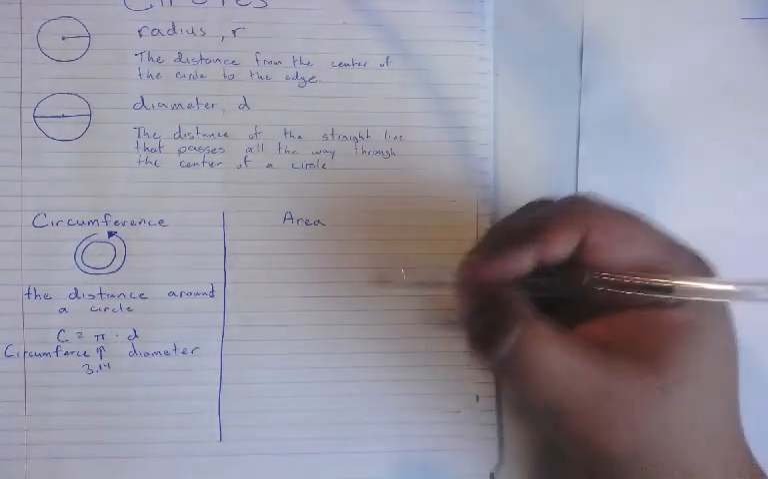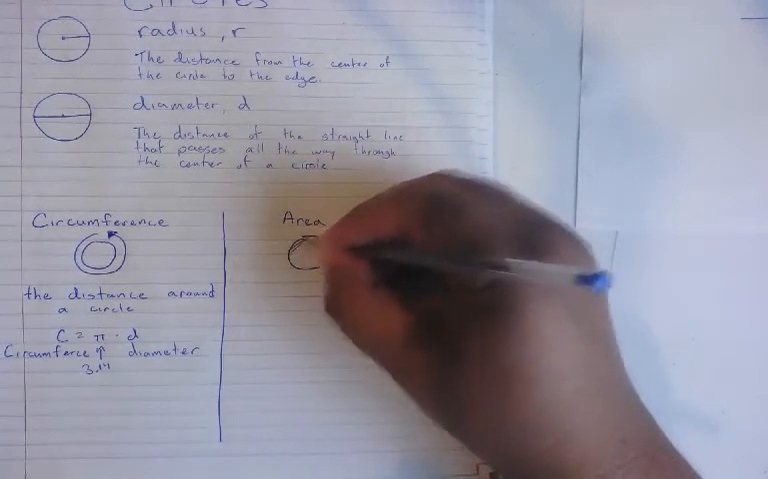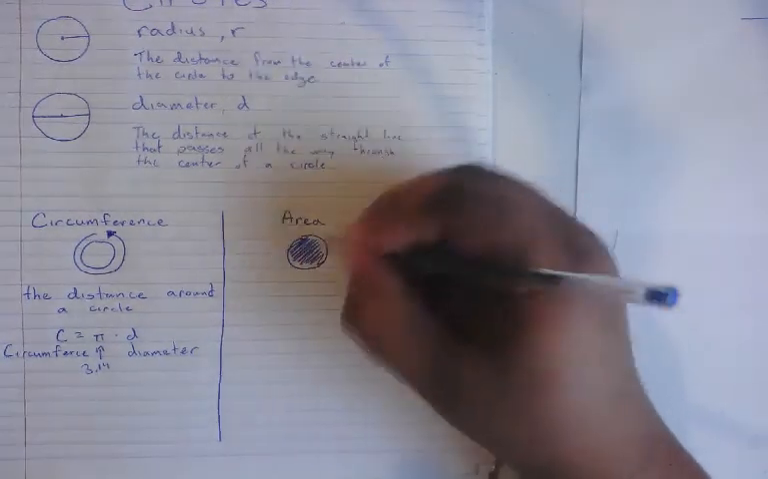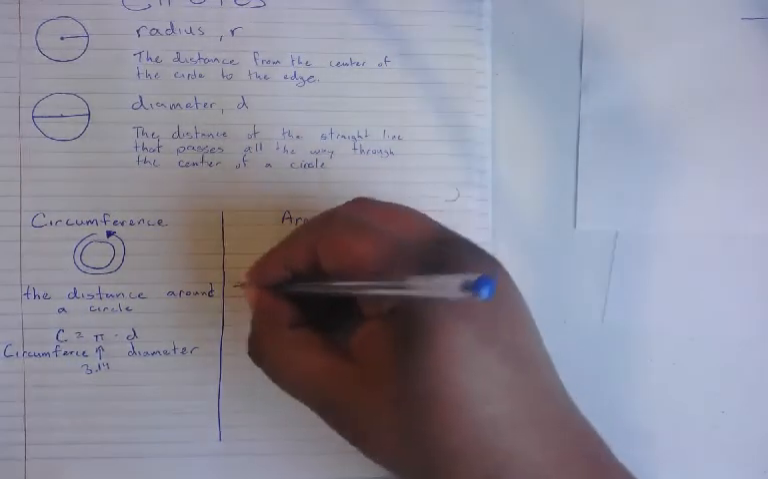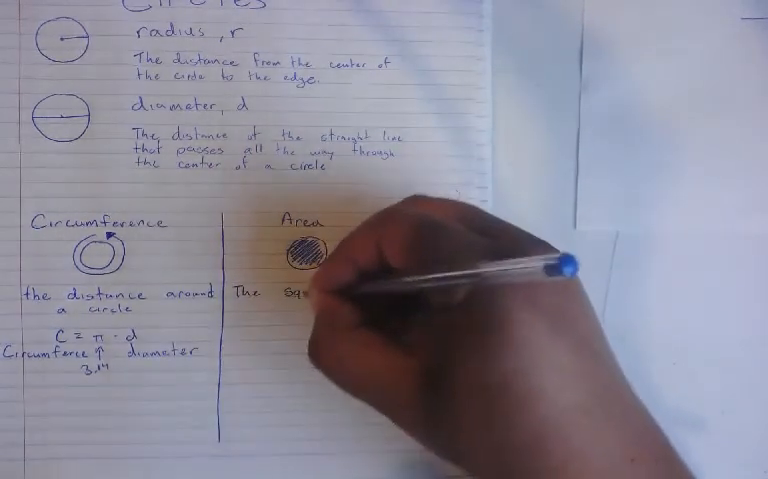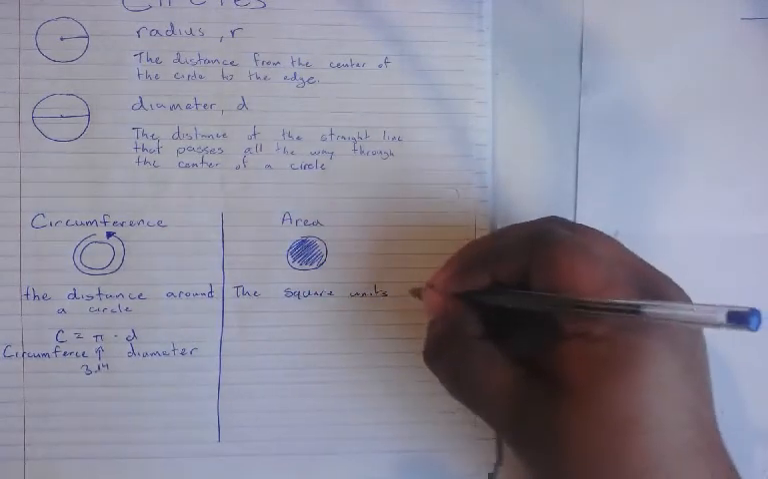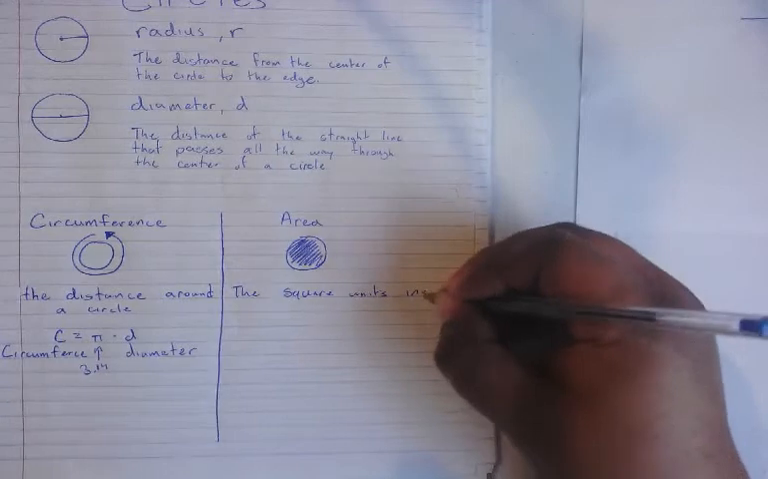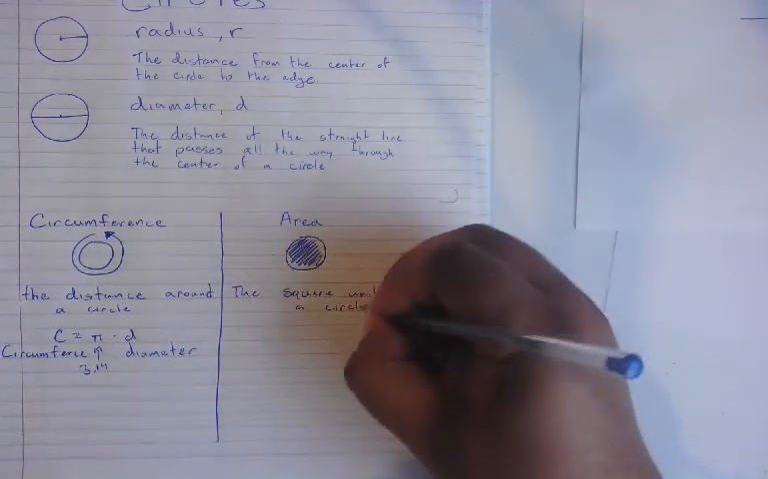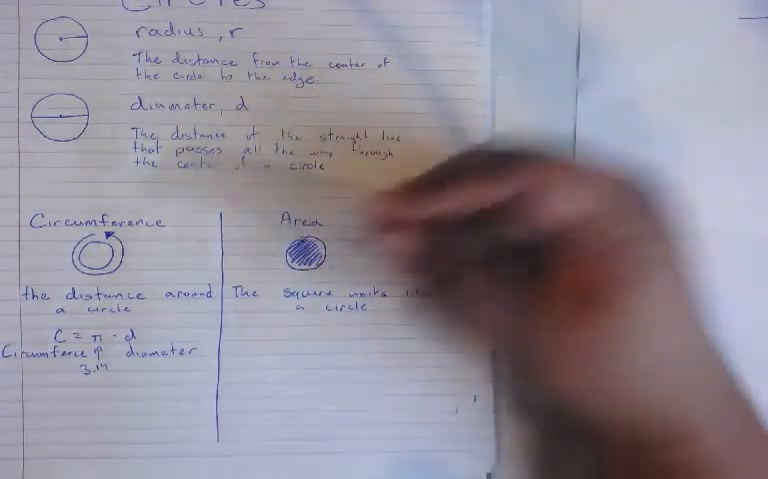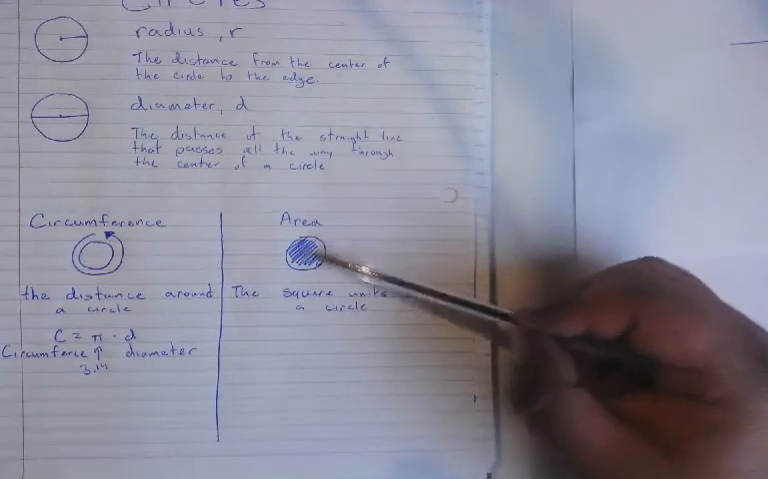Now let's talk about area. Area is all the space inside of a circle. So I'm looking for everything inside of a circle. It's the square units inside of a shape, the square units in a circle. This is a little bit different from circumference, because circumference is just the distance around the circle. The area is all that space inside.